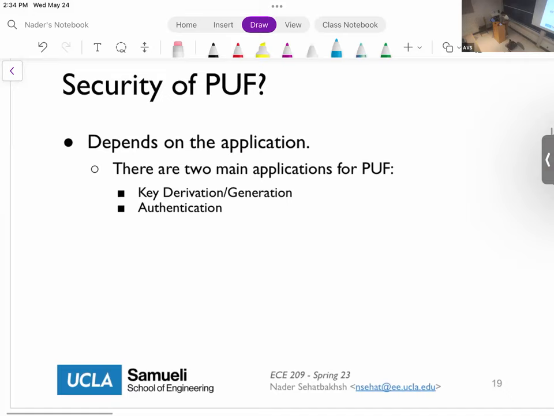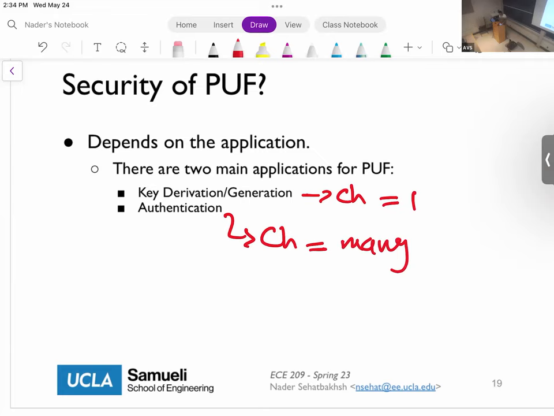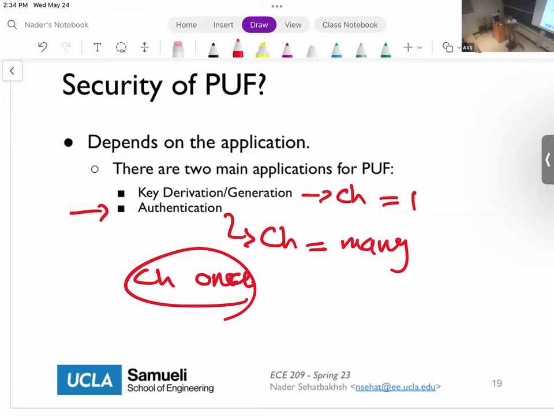So as I said, the security of these depends on the application, the two main applications, key derivation and key generation. Here you're only using one challenge. Here you're using many challenges. And here the security is based on the fact that you only use a challenge once. So each challenge has to be used only once. Otherwise, the next time you're sending a challenge, the adversary has already seen that response, so they can actually do the replay. So you can only use any challenge once for authentication. But for key generation, since there is no challenge, the challenge is basically a binary value, then you're good to go. But it's only one response this PUF can generate for you. They cannot be multiple responses. Okay?